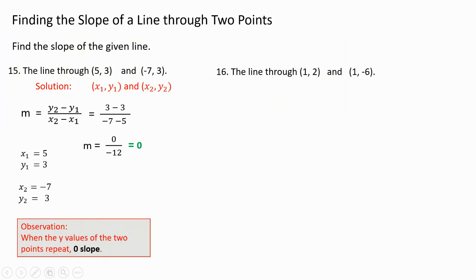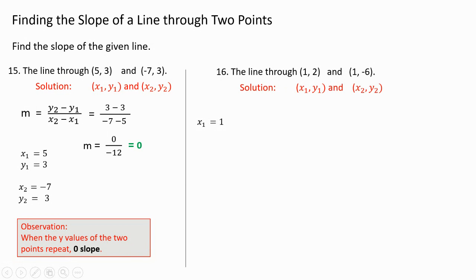Okay, now guys, I tell students to always look for the observation first. This way you don't have to do all the work and you know exactly what the slope is. For example, when the y's repeat, you see here on point 1 and point 2, the y's are the same. So when the y values repeat, it's going to be a 0 slope. Okay? This is number 16.